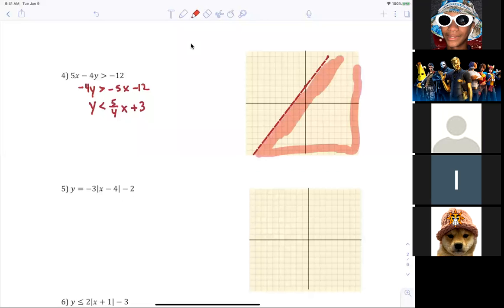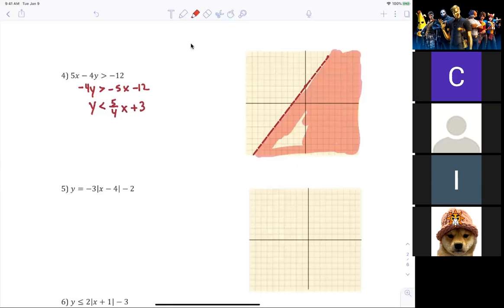All right, anybody want to speak up? Anybody have any questions? Mr. Shaw? Yes, sir. Good. Thank you for asking if the line's dotted or not. Yeah, it is dotted. But how do you know? Oh, I'm sorry. Remember, greater than or equal to, less than or equal to, that's a solid line. Sorry about that. If it's greater than or less than, that's your dotted line. Anybody have any questions? Thank you very much for that.